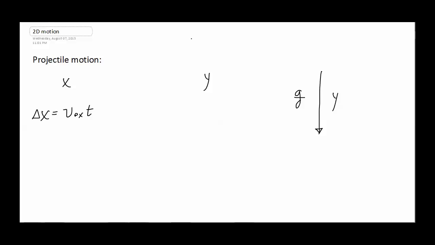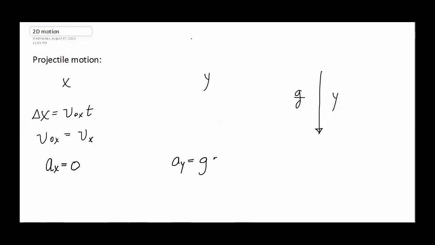So the initial velocity in the x direction is the final velocity in the x direction. It's constant the whole time throughout the motion. So our initial velocity in the x direction is equal to our final velocity in the x direction. The acceleration in the x direction is 0. Now remember, acceleration means changing velocity. So no acceleration, no change in velocity.